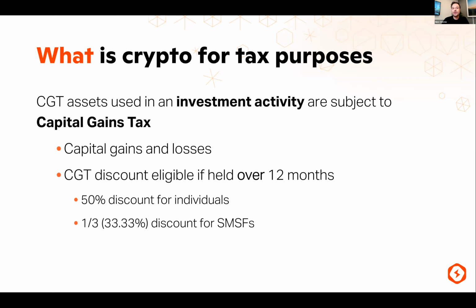If you've held a CGT asset for a period that's over 12 months, then you'll be eligible to apply this. For individuals, that's a 50% CGT discount. If you're a self-managed super fund, then that's a 1/3 discount. This is a really good tax incentive that you can apply if eligible, where you can receive this CGT discount.